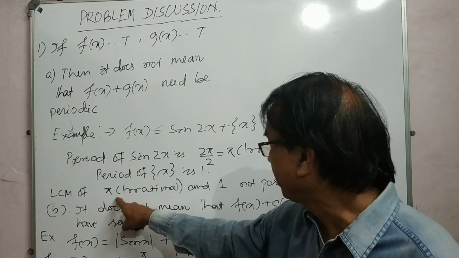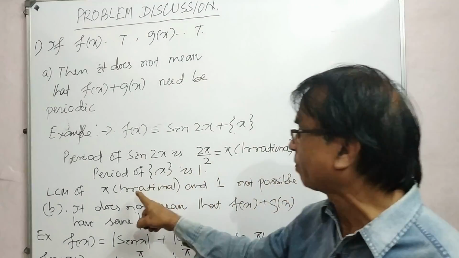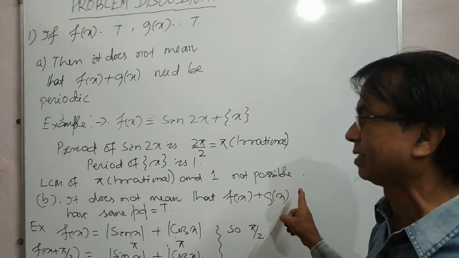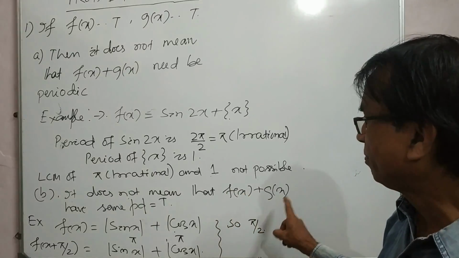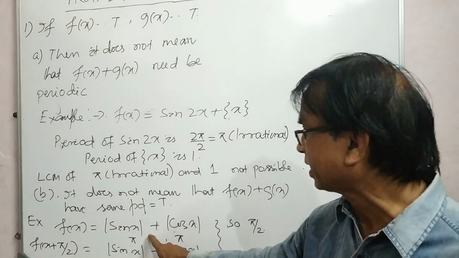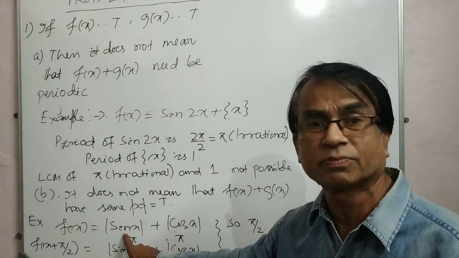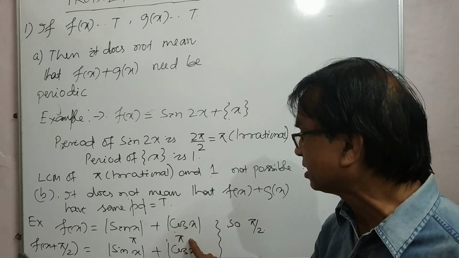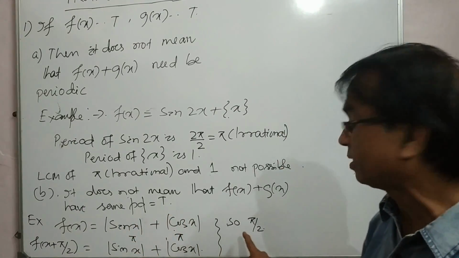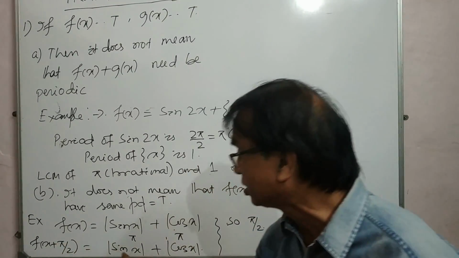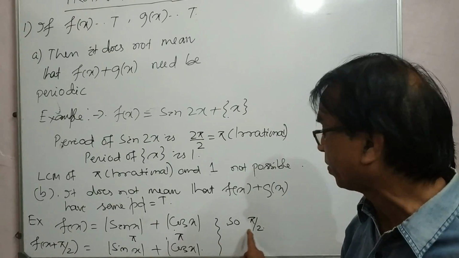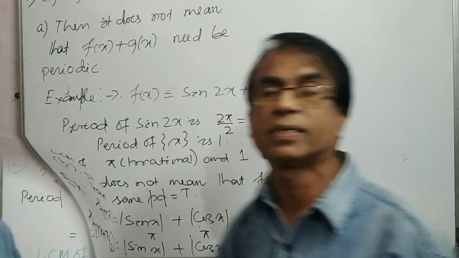And LCM of pi and 1 is not possible because pi is irrational and 1 is rational. So we see that. And also it doesn't mean that if f(x) and g(x) have the same period, then mod of sin x and mod of cos x... What do you see? Mod of sin x has period pi and mod of cos x has period pi. But it does not mean the period of the sum is pi, because it can be smaller. If x plus pi by 2 is mod of sin x and mod of cos x, so pi by 2. In the formula list I have given it.